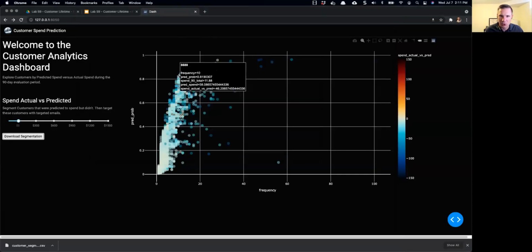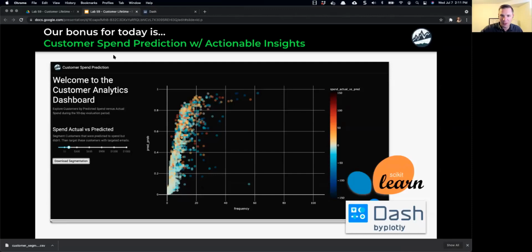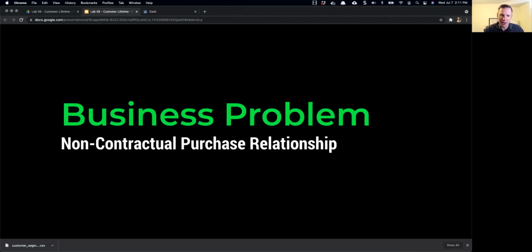It's a customer segmentation tool, and it's really useful for businesses who want to target people that aren't spending as much as they were predicted to be spending. And that's what we're going to be doing today. That's our business problem.